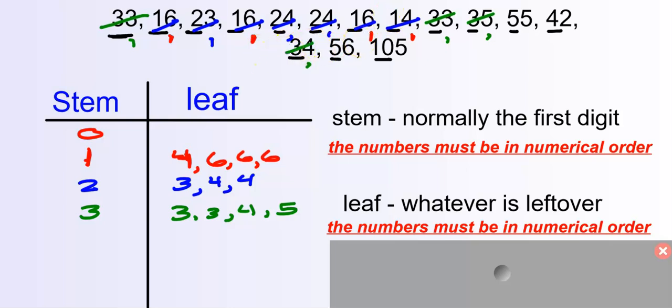All right, then we go to 4. See if there's a 4 in there, which there is. We have 42 there, and that's it. So just the 2.